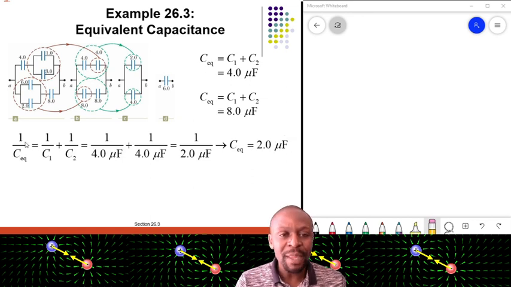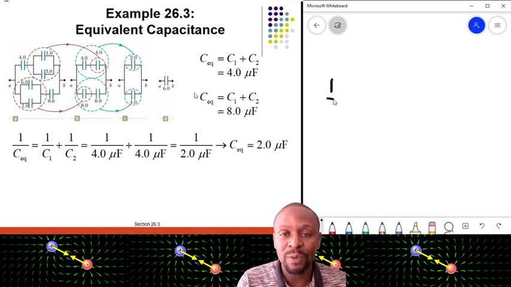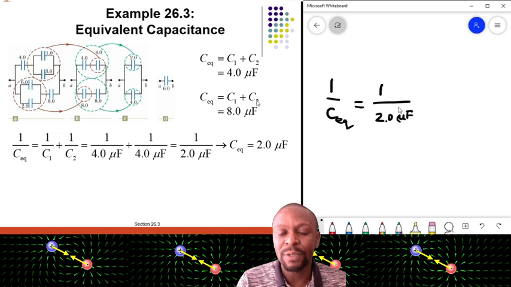Now, from there, the 1 over C equivalent is just going to be this. That is just going to be this case there. If you work this out, don't forget to reverse it, because this is 1 over C equivalent, which is given by that equation: 1 over 2.0 microfarad. In this case, you should not forget that this is the inverse of C equivalent.